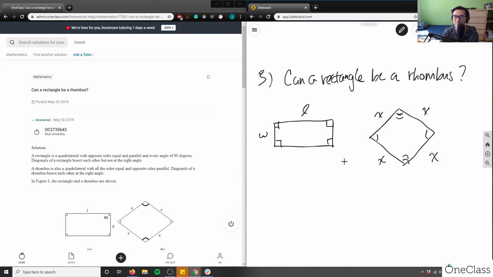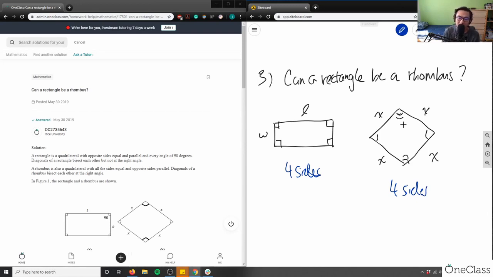So can a rectangle be a rhombus is the question here. Let's look at this question again and dissect it. The definition of a rectangle is that I have some sort of length and some sort of width, and they're all at 90 degrees. They both have four sides, right? So let's do an analysis here. Both shapes have four sides, which means they're quadrilaterals.